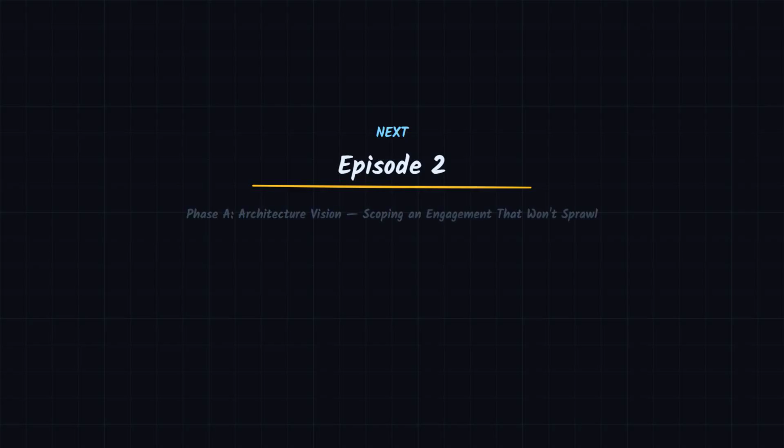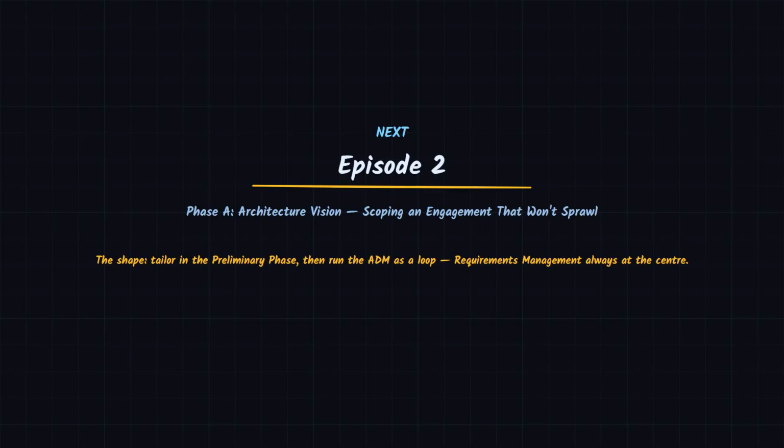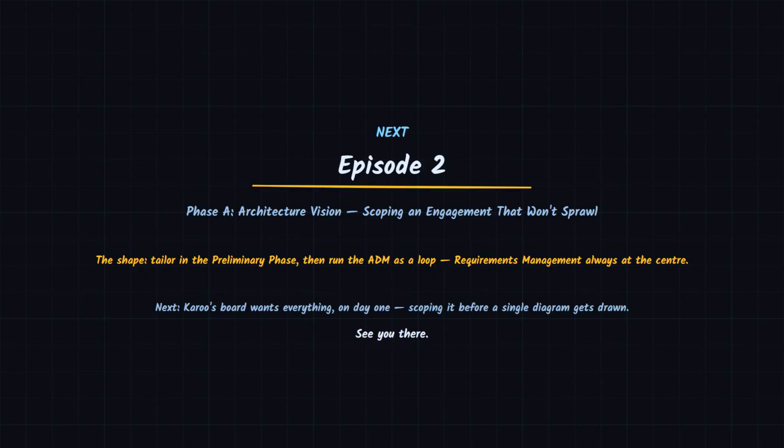Next episode, we start where every real engagement starts. Phase A, architecture vision. Karoo's board wants everything on day 1, and the job is scoping something that won't sprawl before a single diagram gets drawn.